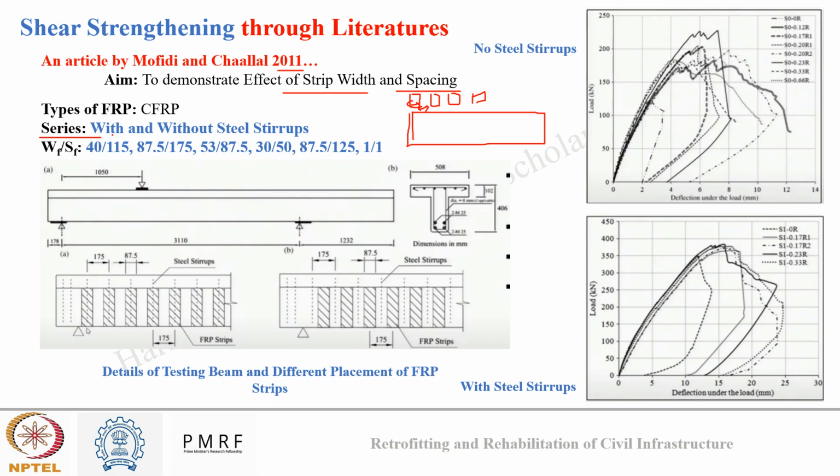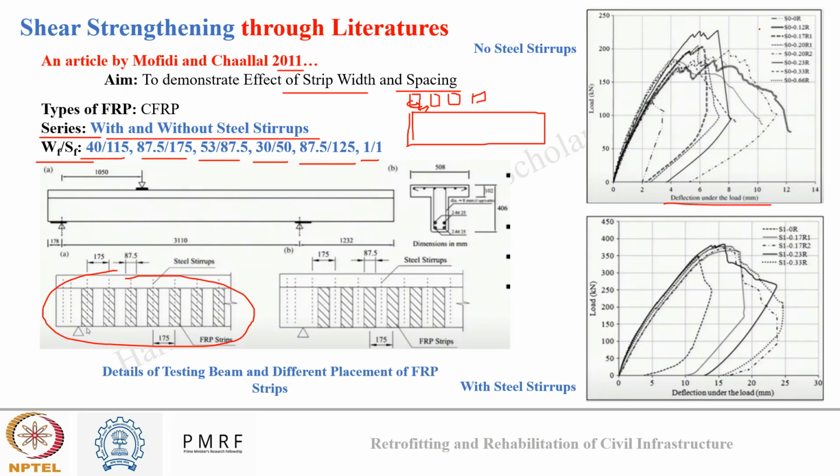So they had two series, with and without steel stirrups inside, and they chose different width to spacing ratios of 45, 40 to 115, 87.5 to 175, 53 upon 87.5, 30 upon 50, 87.5 upon 125, and 1:1. So different ratios of width of strip and spacing they chose, and for a simple continuous beam design, this was the setup of how they attached the strips on the sides, okay, and they applied the load. And they checked the deflection under load.